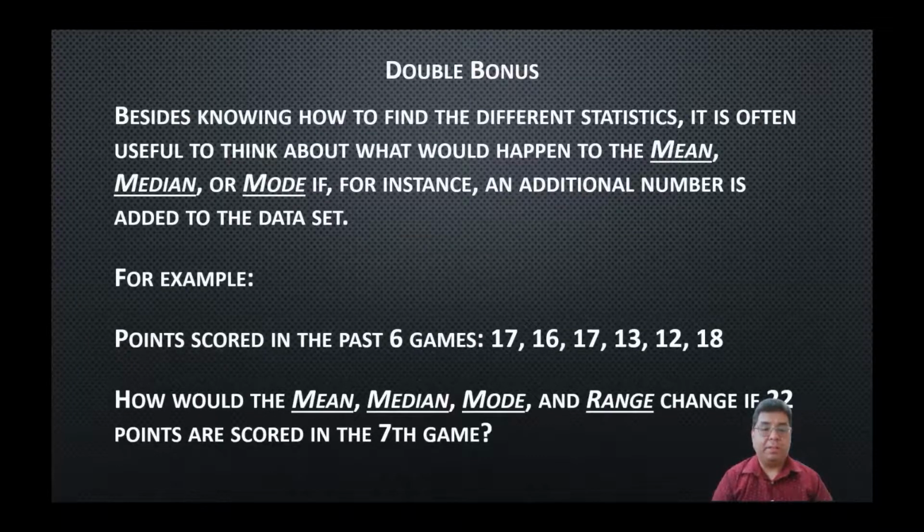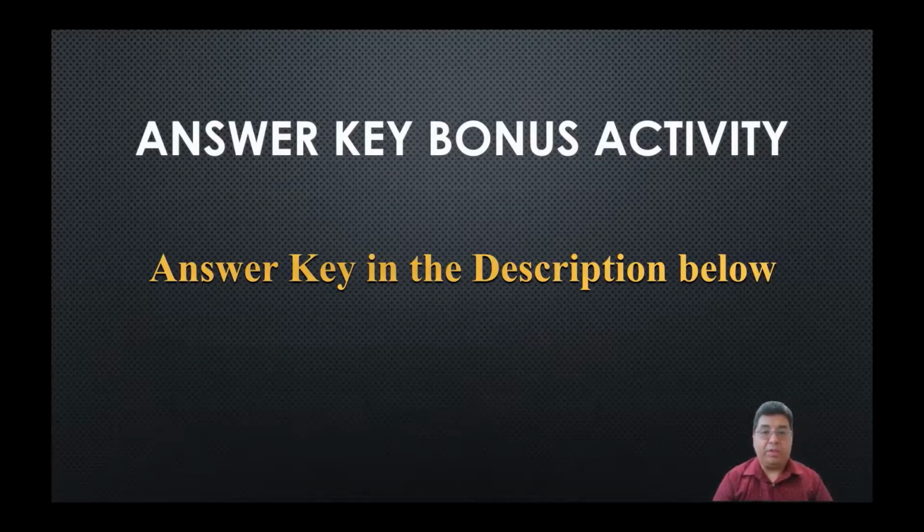Okay. So I've got a double bonus activity here. Besides knowing how to find the different statistics, it is often useful to think about what would happen to the mean, median, or mode if, for instance, an additional number is added to the data set. For example, points scored in the past 6 games. I've got 17, 16, 17, 13, 12, and 18. Now, what would the mean, median, mode, and range change if 22 points, that's 22 there behind my head, are scored in the 7th game? All right. So tell me how the mean, median, mode, and range would change if I added a 7th game with 22 points. And again, as always, I will leave an answer key here for you to look at and check how you did on your work. So you can try these out and you can see how you did.